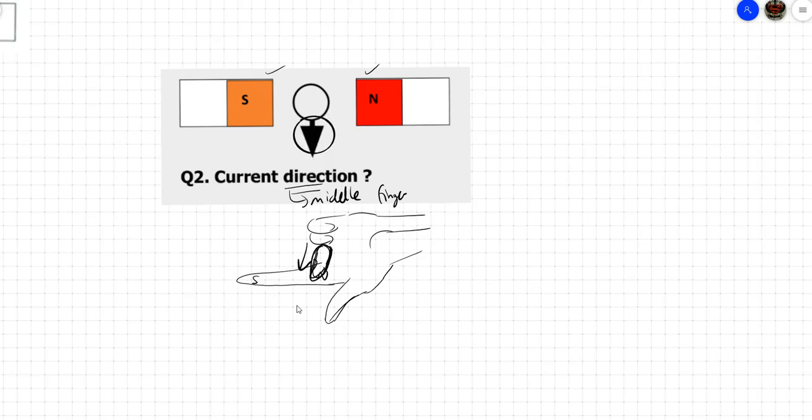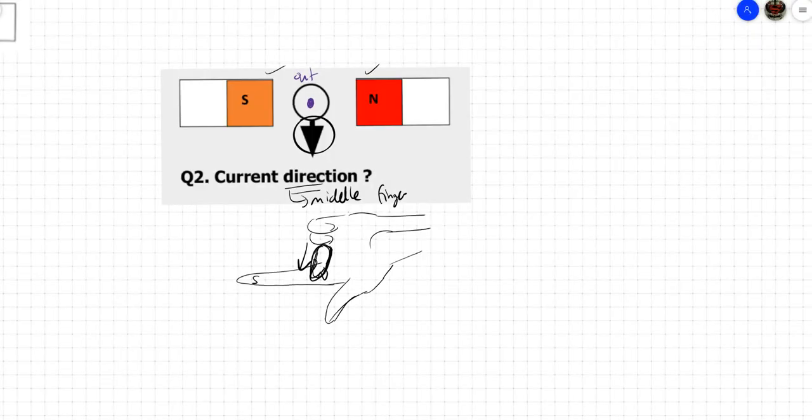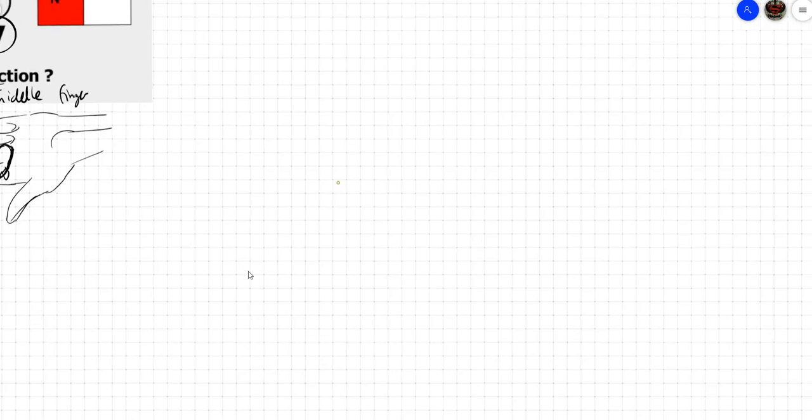Let me draw it. This will be a dot, because the current is pointing outwards. So here we go, current's going out. This is the only movement of your hands where everything makes sense. Now let's do one more. This way you should be able to be confident for now.